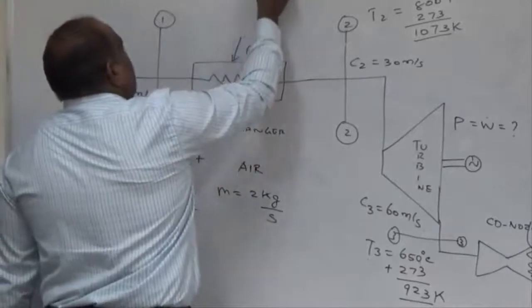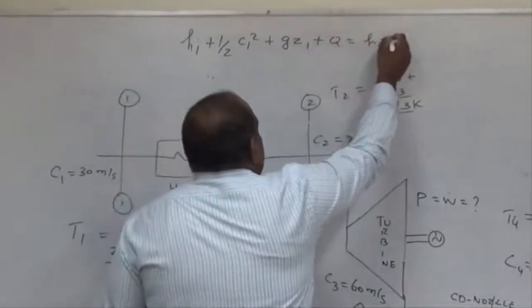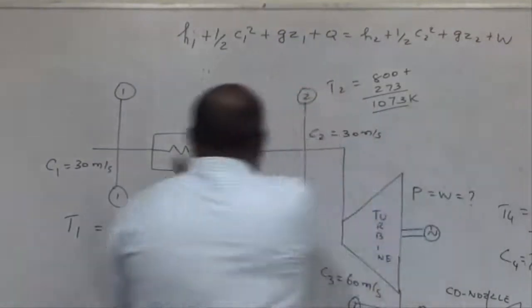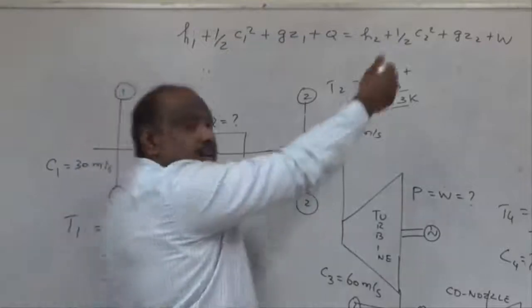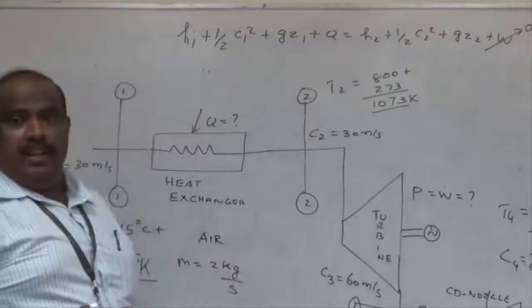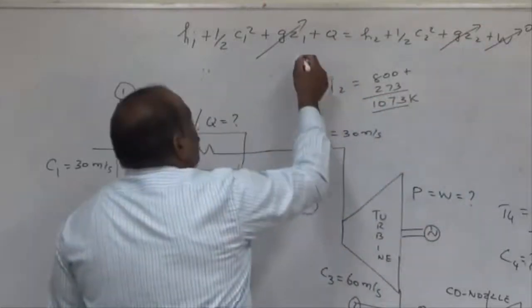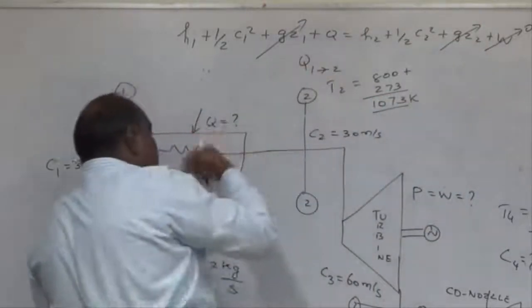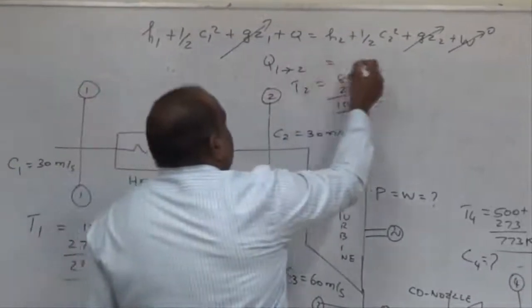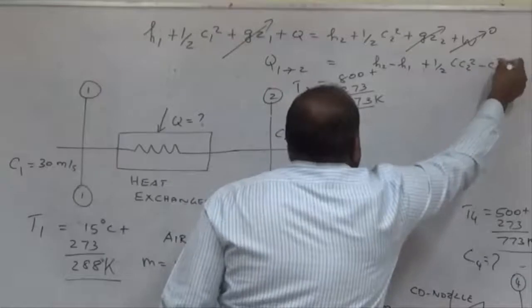The formula is the same. H1 plus half C1 squared plus g Z1 plus Q is equal to H2 plus half C2 squared plus g Z2 plus W. In a heat exchanger, there are no moving components, which means what? W equal to 0. In this problem, they have not mentioned anything about the height, so we can assume Z1 equal to Z2 and cancel Z1 and Z2. What is Q? Q is nothing but Q1 to 2, that means how much amount of heat is added to the air by this heater. Q1 to 2 is equal to H2 minus H1 plus half into C2 squared minus C1 squared.